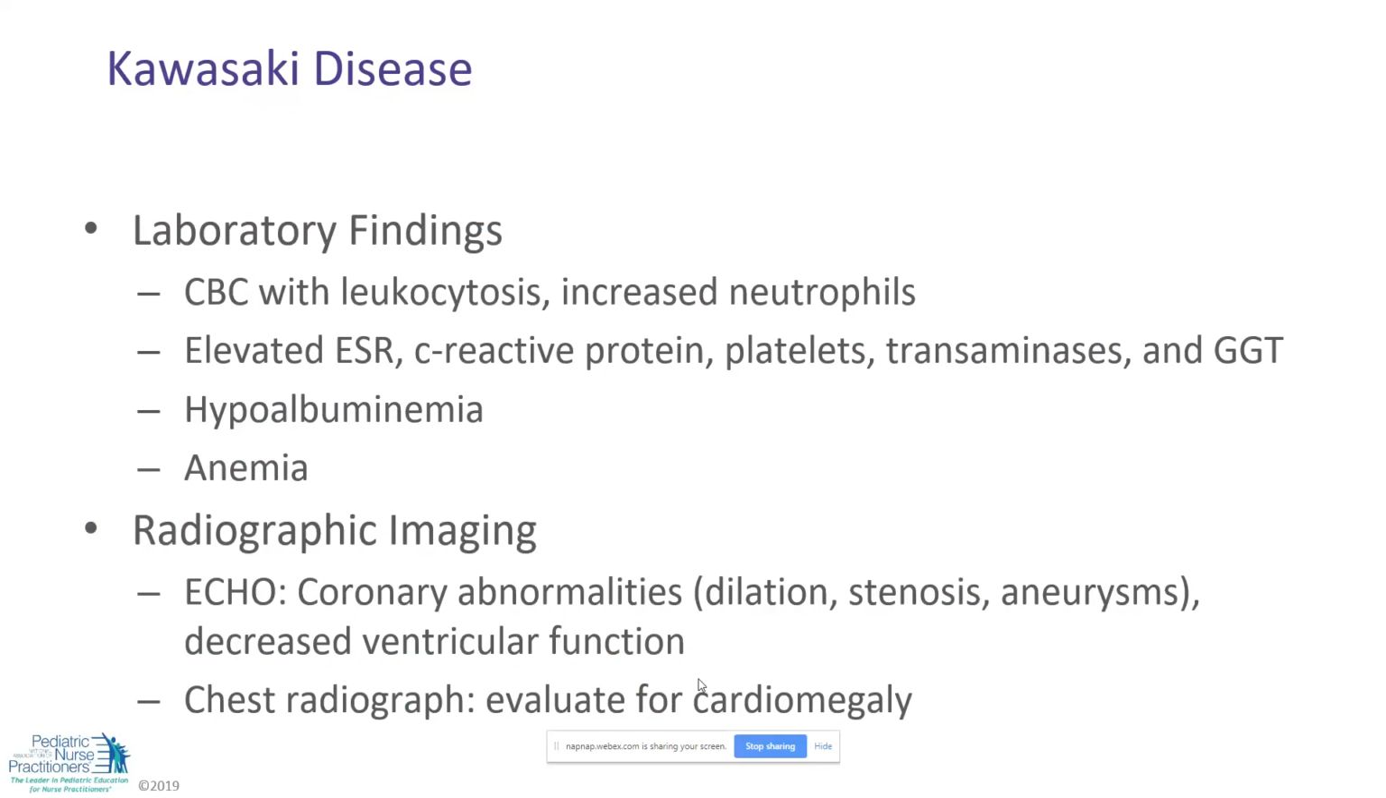And then from a radiographic imaging perspective, it's really important that you obtain echocardiographs on these patients. And so you want to evaluate for coronary abnormalities, including dilation, stenosis, and aneurysms, and also monitor for decreased ventricular function. When we talk about obtaining echocardiograms, there's a recommendation that you get it at diagnosis, at 2 weeks, and then again at 6 to 8 weeks post-diagnosis to really follow that and evaluate for the development of coronary abnormalities. You can also obtain a chest radiograph to evaluate for cardiomegaly.